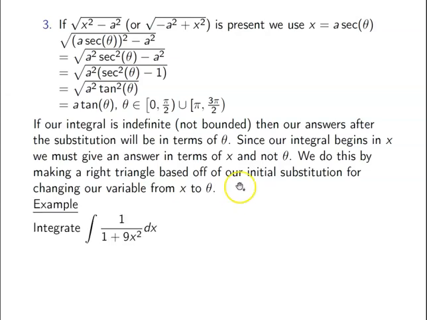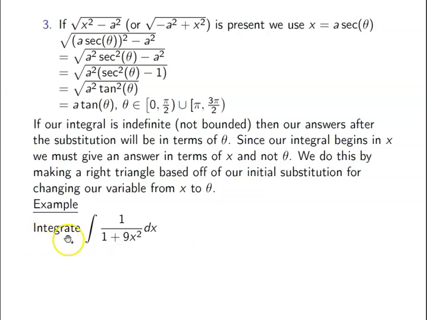So let's do an example, okay? So how do we do this? We want to make a right triangle based off of our substitution. Okay, whatever we use to substitute, we use that information to create a right triangle, and then all the information we need comes from that reference triangle.